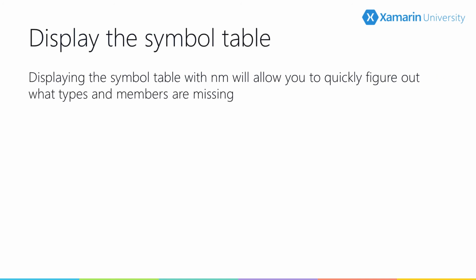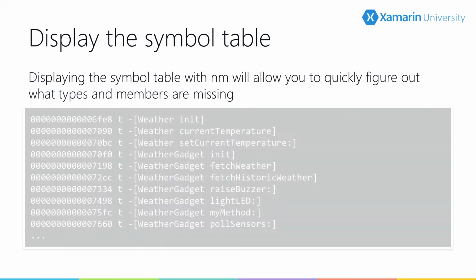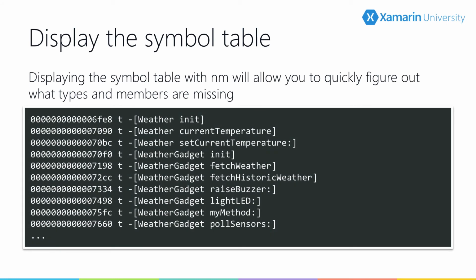Here's an example of such a symbol table search result. As you can see, this will give you an indication of which types and members are available or, alternatively, if not listed, missing from your library. Now, nm is going to return quite a big result set. If you want to filter the output, you can simplify your search using grep.